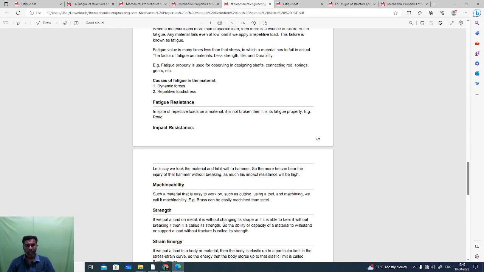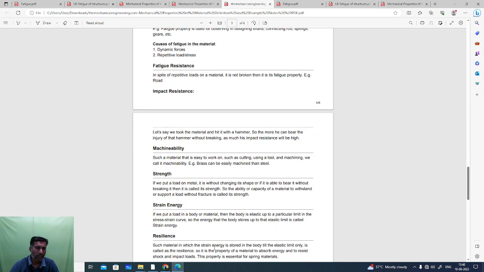Okay. Next one is strength. When a load is put on a material, it is able to bear it without changing its shape or breaking. That is called strength. So the ability or capacity of the material to withstand or support a load without fracture is called strength.